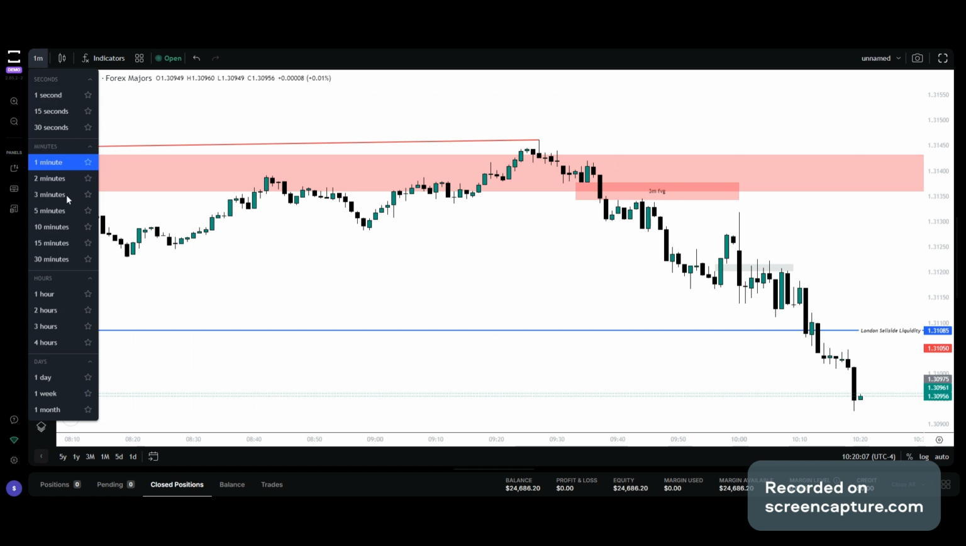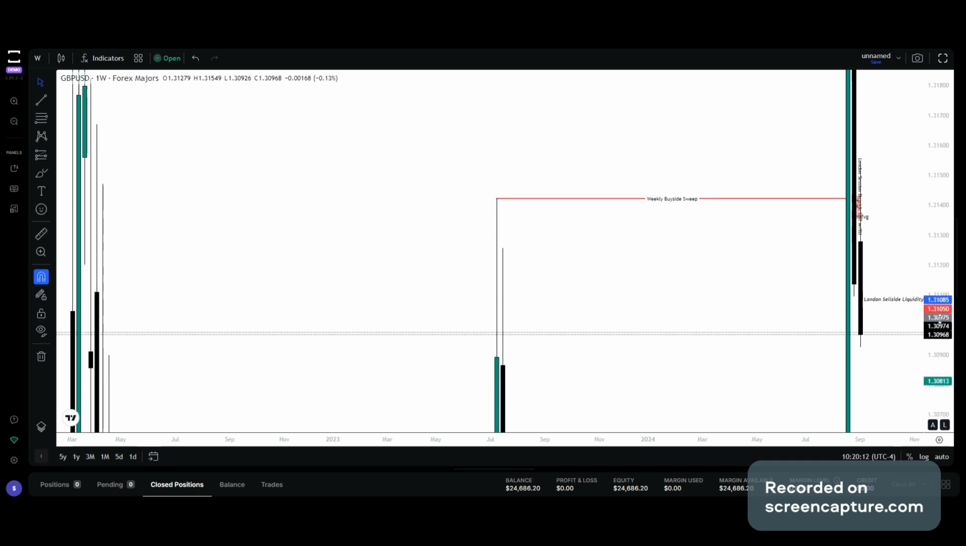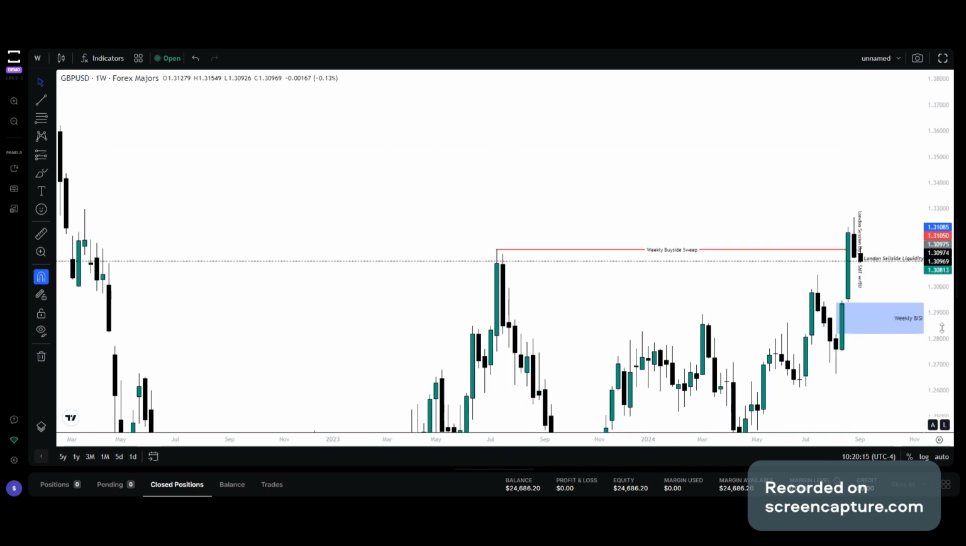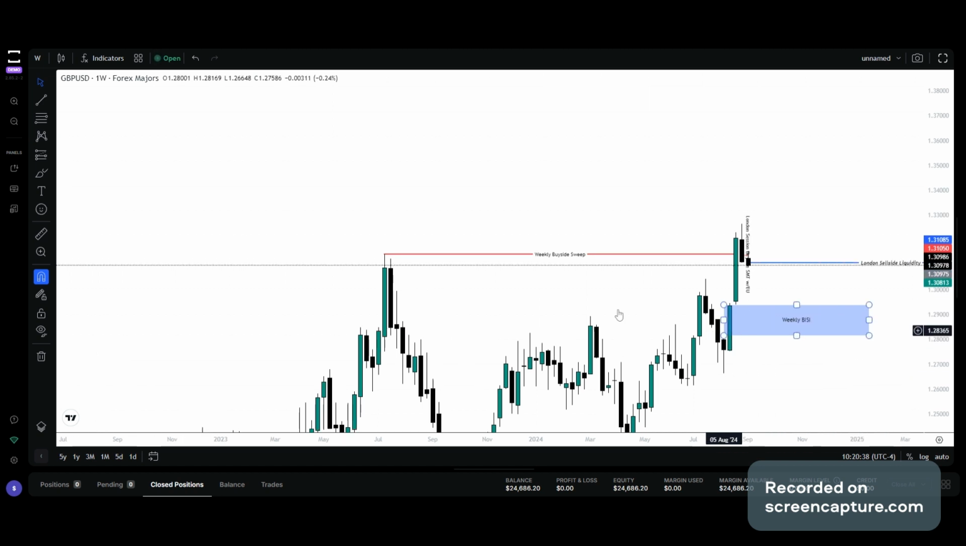So just to go over the trade breakdown again here. I've been bullish on pound dollar for the past couple of weeks. We just took out, well, we didn't just take out, but a couple of weeks ago, we took out a key weekly buy side level, and we left a lot of imbalance down here, this weekly buy side imbalance, sell side inefficiency. And so I was expecting a retracement. This BISI here is my target.